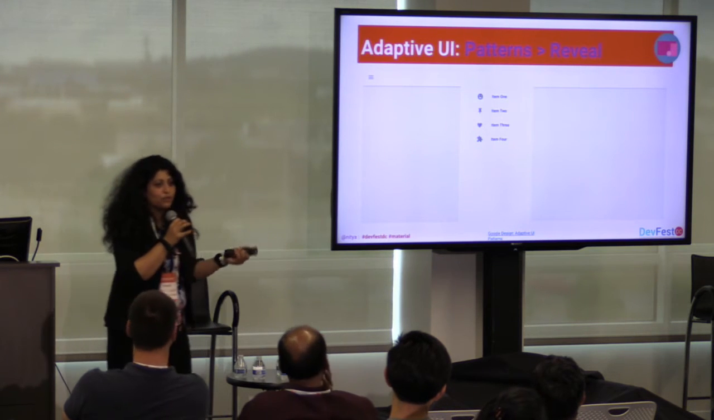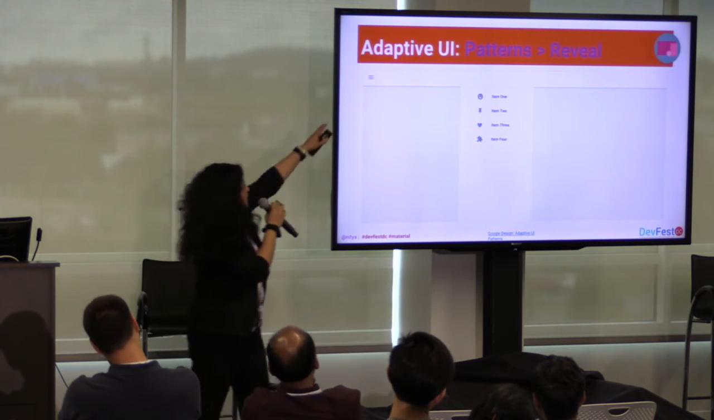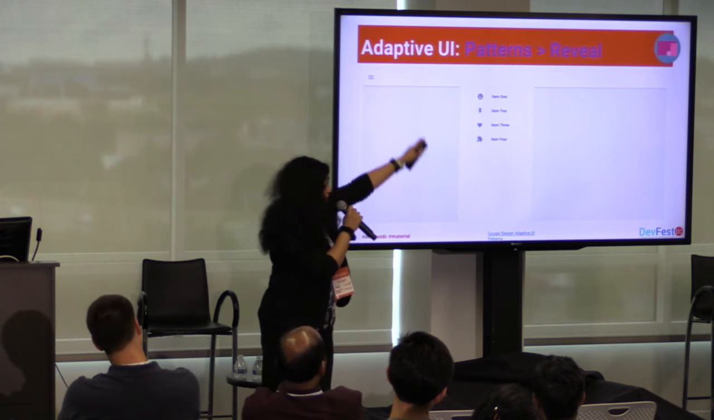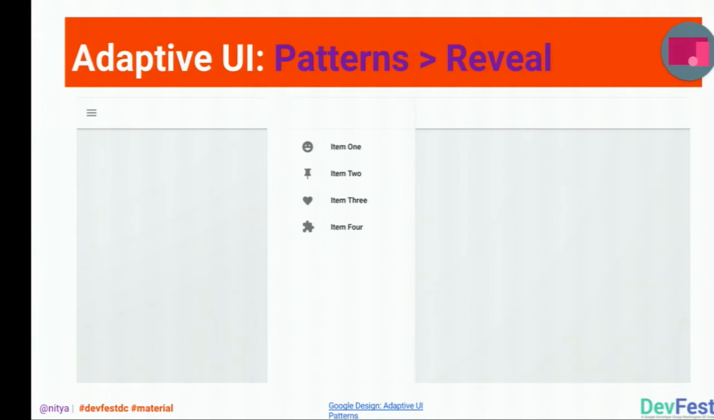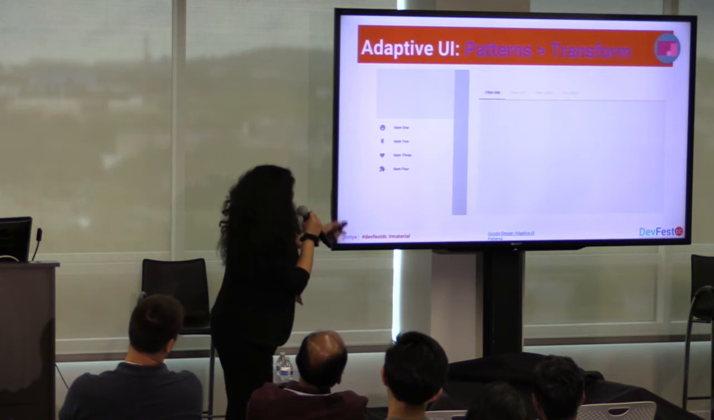So one pattern, how do you make this adapt? When you go from a small screen, you're showing a menu. When you go to a bigger screen, you just reveal it. So the same interface on both devices. On this side, it adapts to the fact you have a small screen size, and on that side, it adapts to the fact you have a bigger screen size. So one pattern you use is reveal, right? Make sense? Okay.